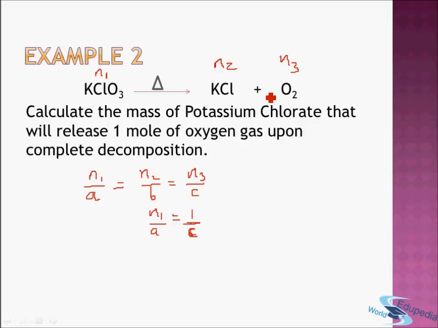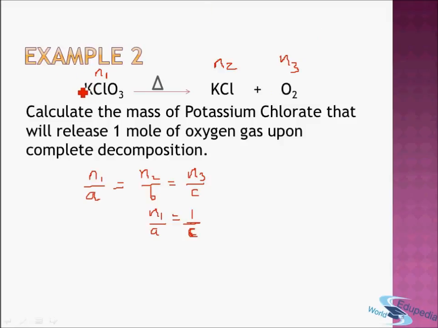Let's look at the number of atoms of potassium on the left hand side: 1. On the right hand side again 1. Number of atoms of chlorine on the left is 1, on the right hand side 1. But the number of atoms of oxygen on the left is 3, while on the right hand side atoms of oxygen are 2. So there is an imbalance, so the reaction is not balanced. First you need to balance this chemical reaction, and we already know how to do the balancing. In fact, in a previous session we have balanced this very chemical reaction.